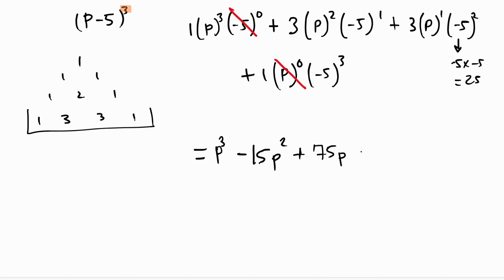And then our last one, 1 times negative 5 cubed. Well, that's going to be negative 5 times negative 5 times negative 5, right? Well, that's going to make 25. And then multiplied by 5, it's going to give us negative 125. And there's no p because the p cancelled out.